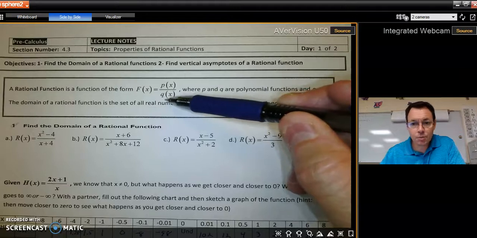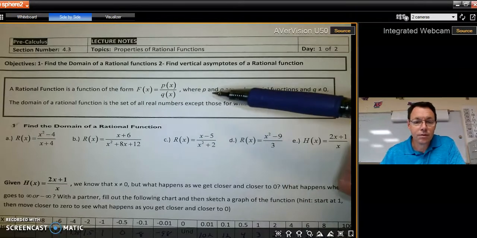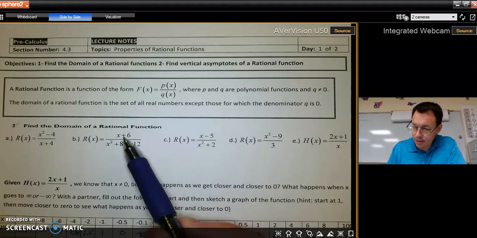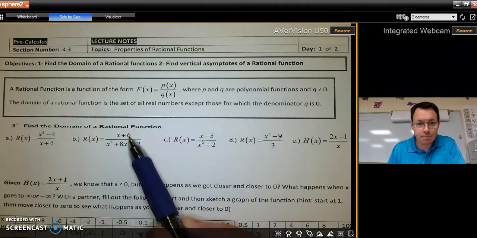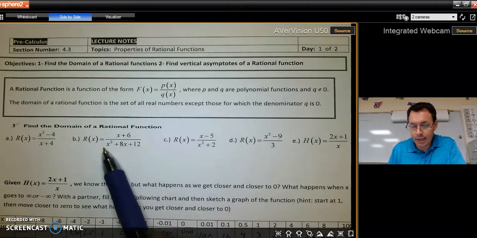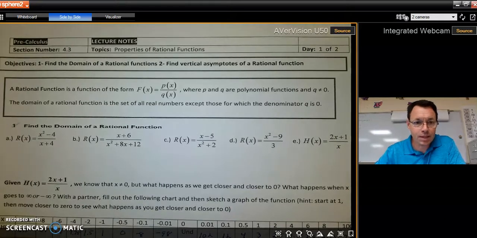So this is like a polynomial over another polynomial. Now they're not going to be huge polynomials like the polynomial functions we had, but maybe something like this, where it's x plus 6, so that's a binomial, being divided by a trinomial. Okay, that would be an example of a rational function.